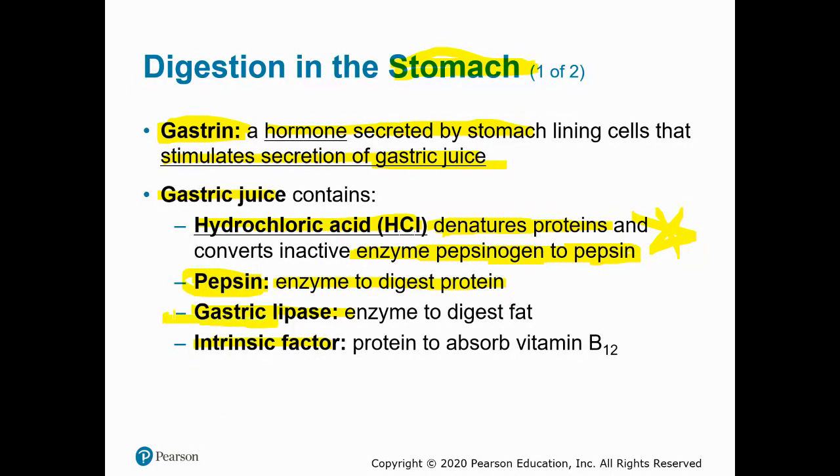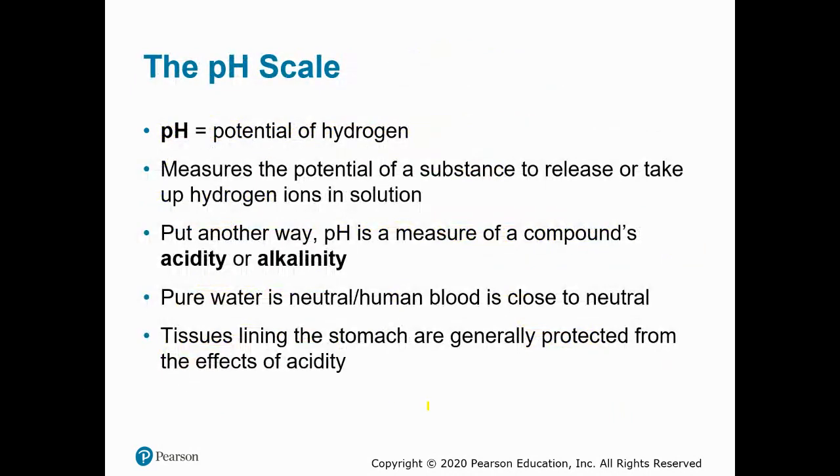And then gastric lipase, so gastric meaning of the stomach, lipase meaning lipid, and ase meaning enzyme. So this is an enzyme that digests fats that's produced in the stomach. And then we have intrinsic factor. We'll learn more about intrinsic factor when we talk about vitamin B12, but intrinsic factor is critical to actually absorbing B12 in the intestines. So this is another really important function of the stomach, the production of intrinsic factor.